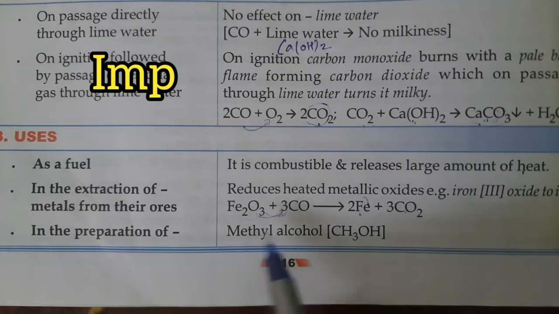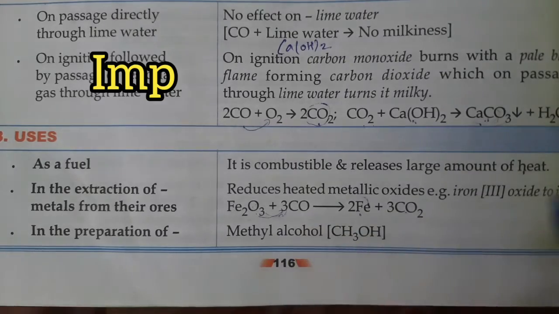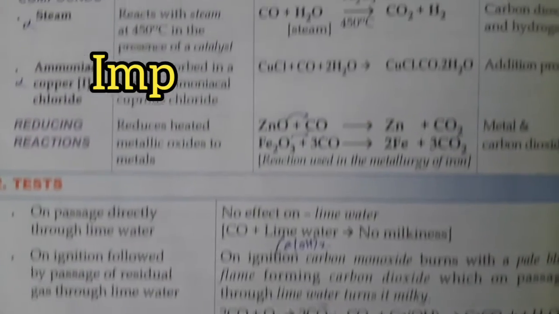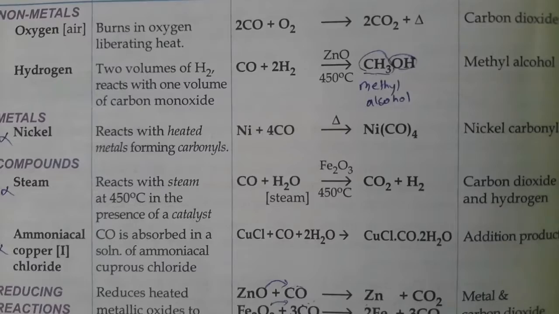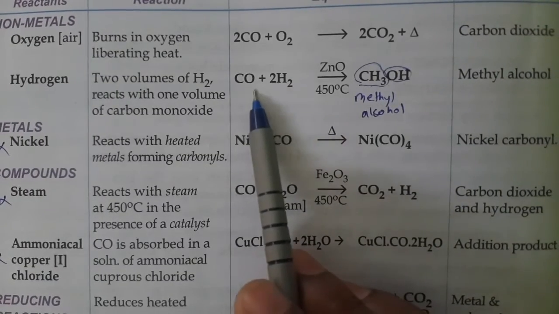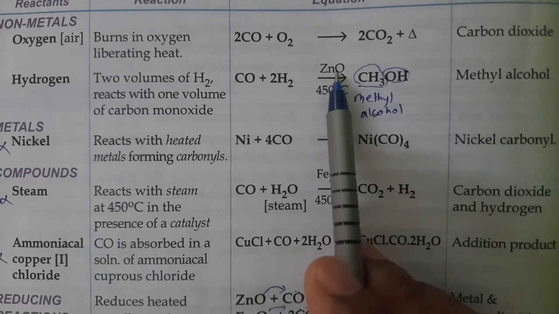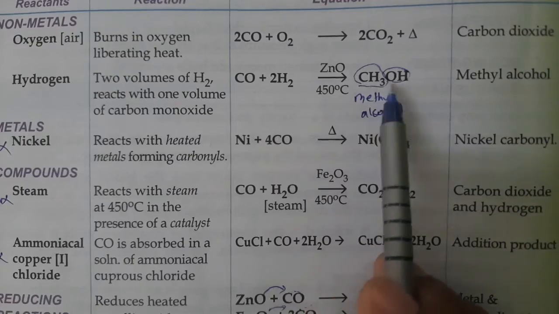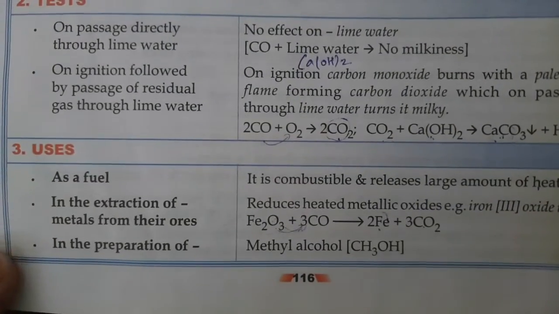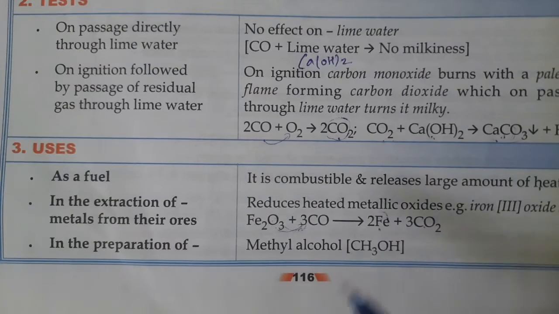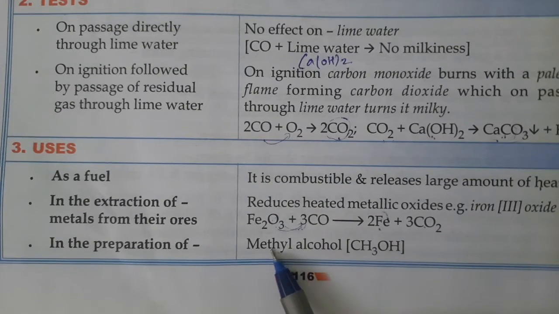And it is even used in the preparation of an alcohol known by the name methyl alcohol, because I have shown you this reaction earlier. Whenever carbon monoxide reacts with hydrogen in presence of zinc oxide at 450 degrees Celsius, we get methyl alcohol. So number 3 uses, it is used in the preparation of methyl alcohol. So name a gas which is used in the preparation of methyl alcohol. Answer: carbon monoxide.